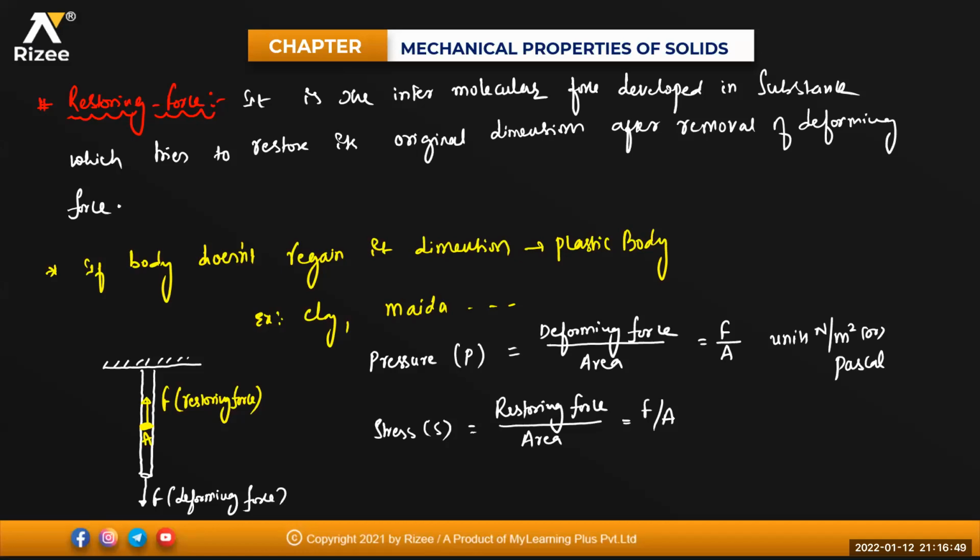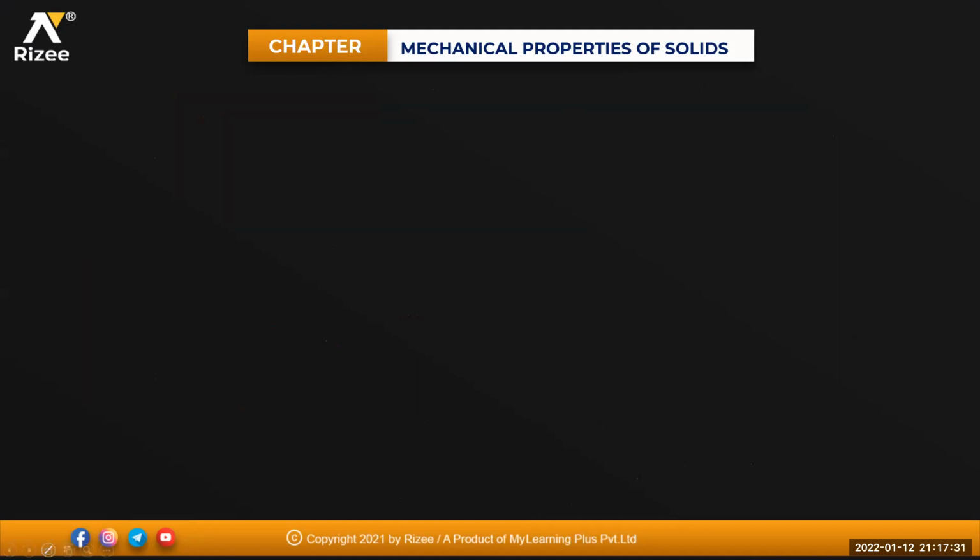Next one. What do you mean by strain? Strain is equals to your change in dimension divided by original dimension. No units because both of them are length. Change means delta L, original means L. So it has no units, no dimensions. Clear? What do you mean by pressure? Pressure and stress are one and the same beta. It is force per unit area. Clear? Chalo, very good.